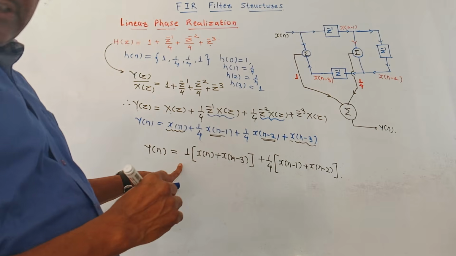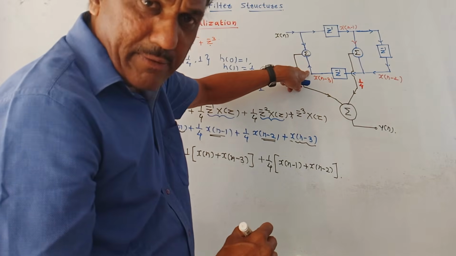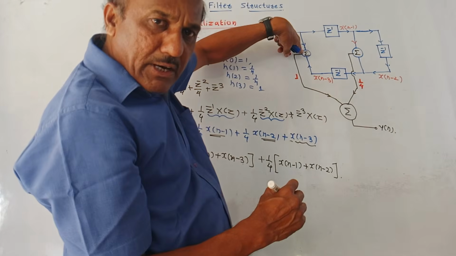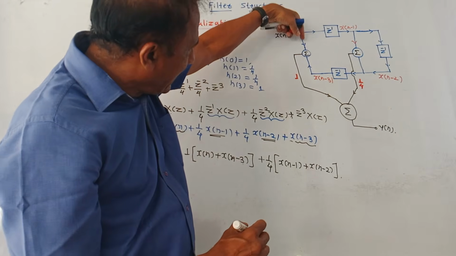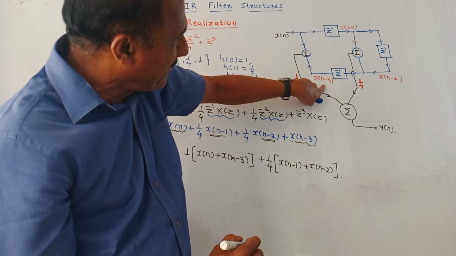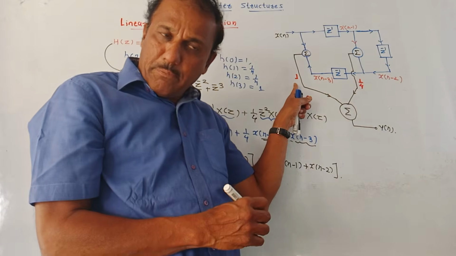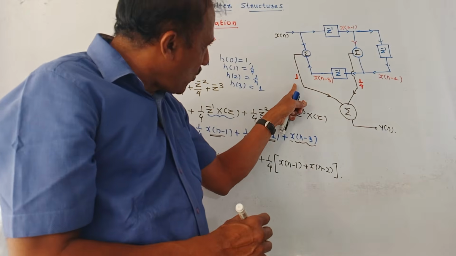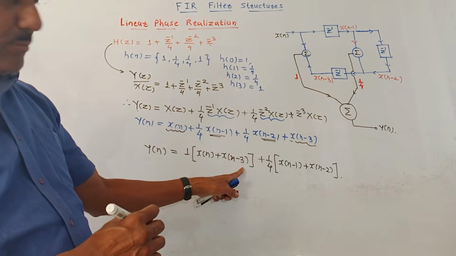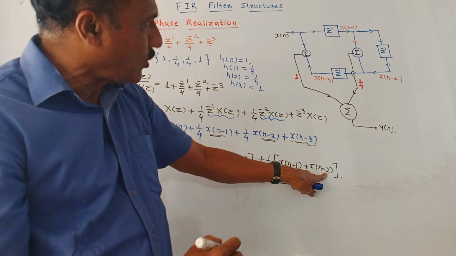Now observe the first term. X of n plus x of n minus 3. This term is x of n minus 3. It is applied to this summer or adder. From this side we are getting x of n. So this summer takes addition of x of n plus x of n minus 3. This is the line where constant multiplier is getting multiplied. So it is 1 into x of n plus x of n minus 3. Next, 1 by 4 x of n minus 1 plus x of n minus 2.